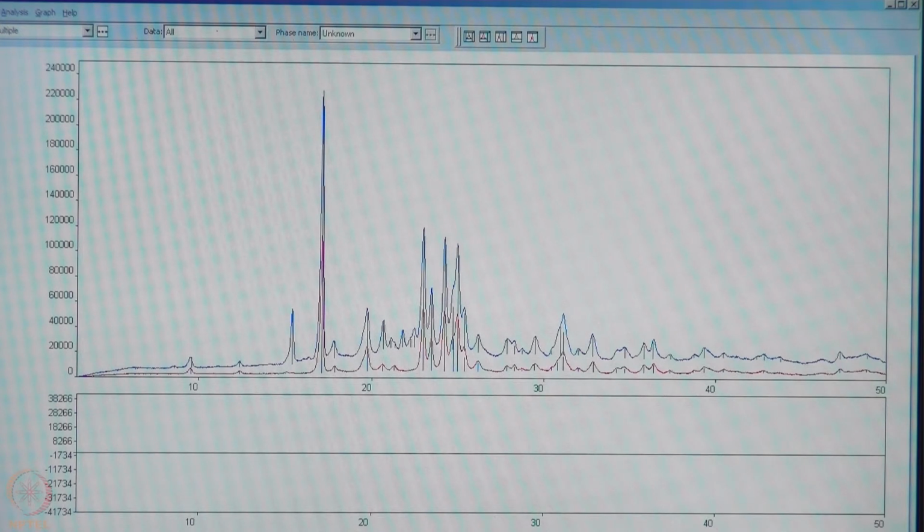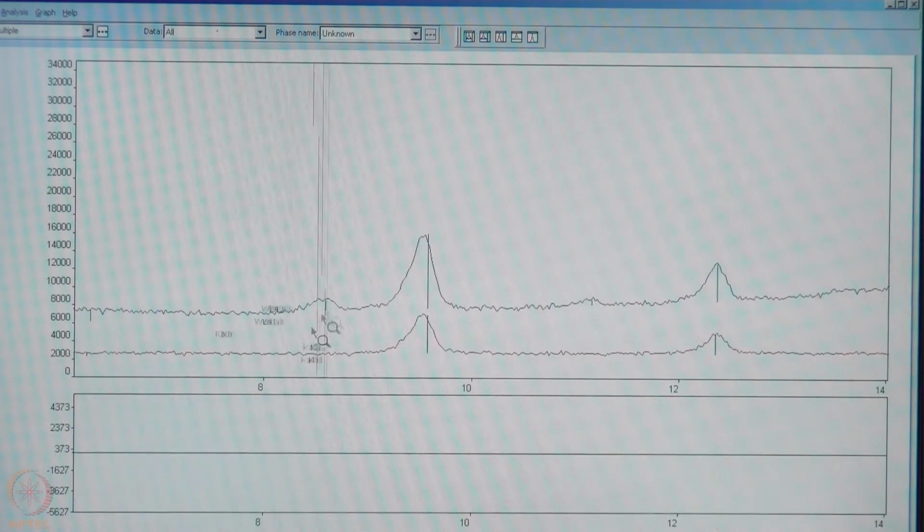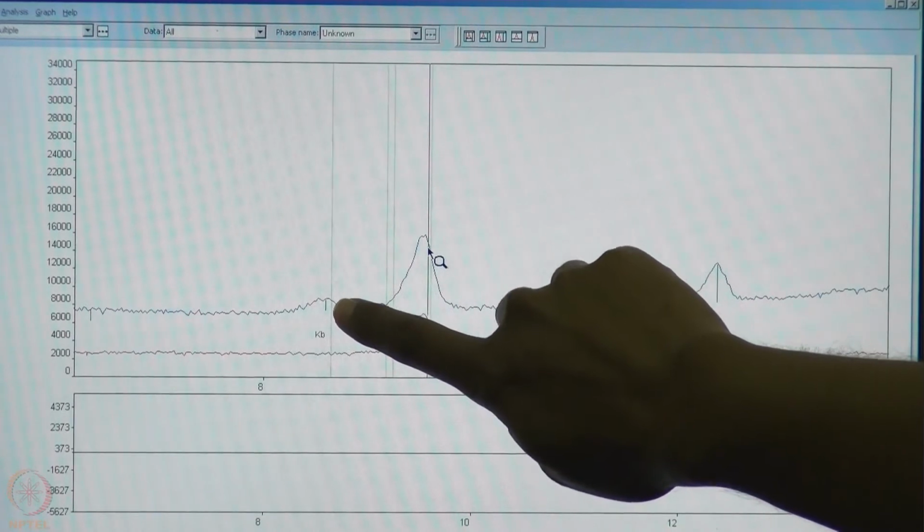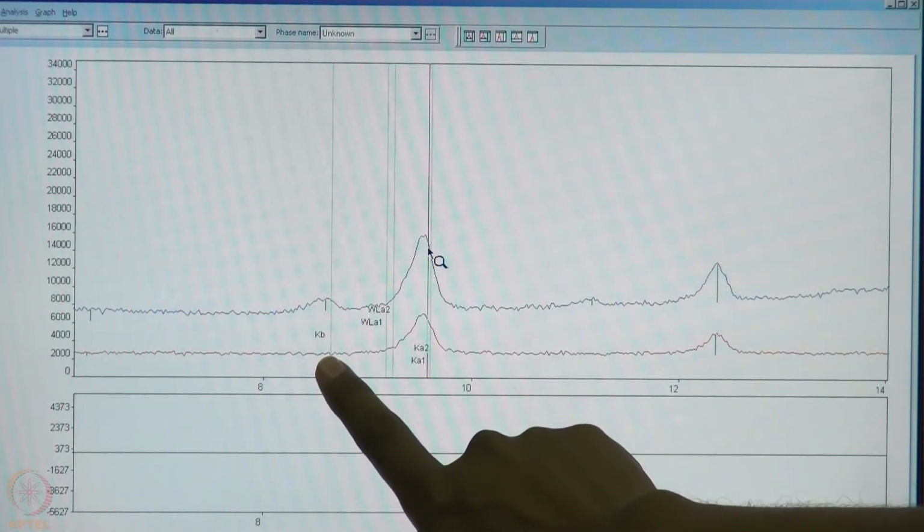So, what we see in general in the blue pattern is that there are some additional peaks which are not there in the red. That indicates the additional peaks are coming because of the presence of K beta radiation in the diffracted beam. That presence of K beta radiation is not very prominent for the weak diffraction peaks, but still we can see that if we place the K alpha 1 on this line, there is a K beta peak coming here which was not there in red.